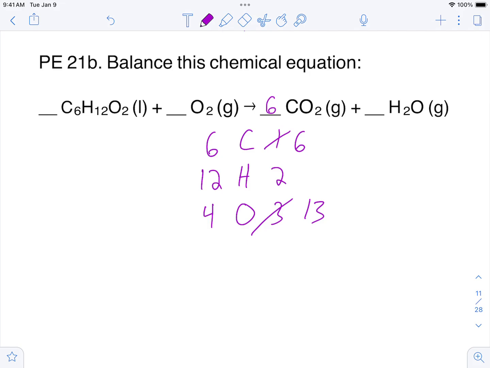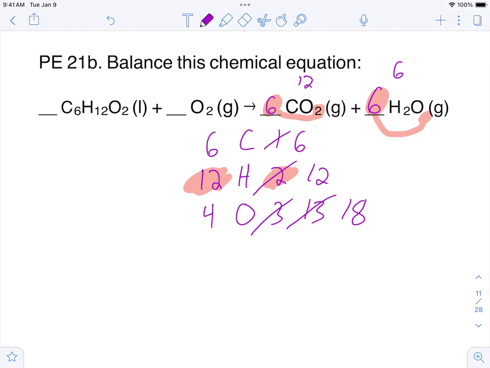So I need more H's on the right, obviously, because I only have 2. So how do I get this 2 to be a 12? Well, I would need to put a 6 in front of there. The coefficient would have to be a 6, because now that 2 becomes a 12. But recall that this 6 also changes my O's as well. So now if I'm recounting my O's, I have 12 here, and I have 6 here. So O's wise, I now have 18 on the right.